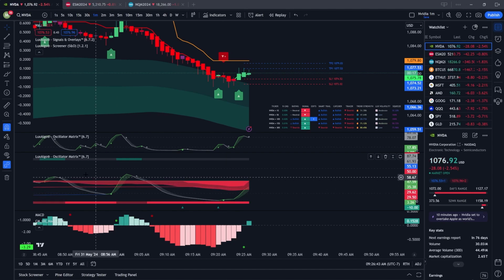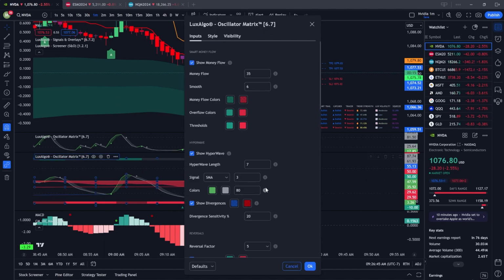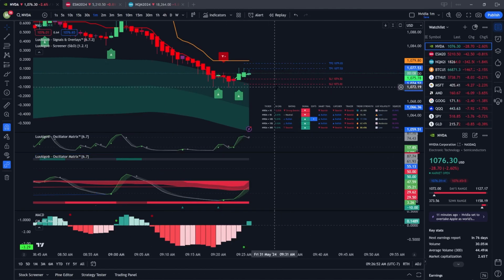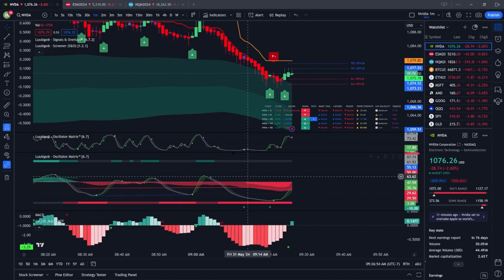Now this one is just the default. Whenever you add it, everything's on default. I didn't change anything because I've done a lot of backtesting, and I found that on the 1 minute charts, the default works just perfectly fine.